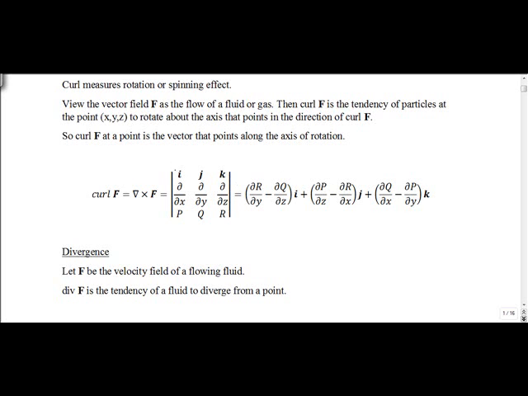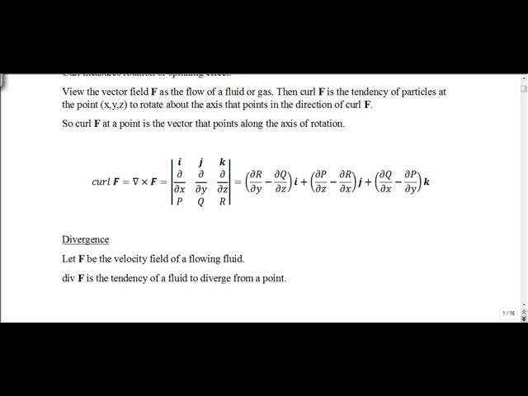So let's go over the determinants. So it's i times, so you block this off. So it's partial of R with respect to y minus partial of Q with respect to z, minus, which is what I have, minus j, block this out, partial of R with respect to x. So you see some minus here. Minus partial of P with respect to z, which is what is here. And the last one is k times partial of Q with respect to x minus partial of P with respect to y. Okay, so that's how I got this formula.